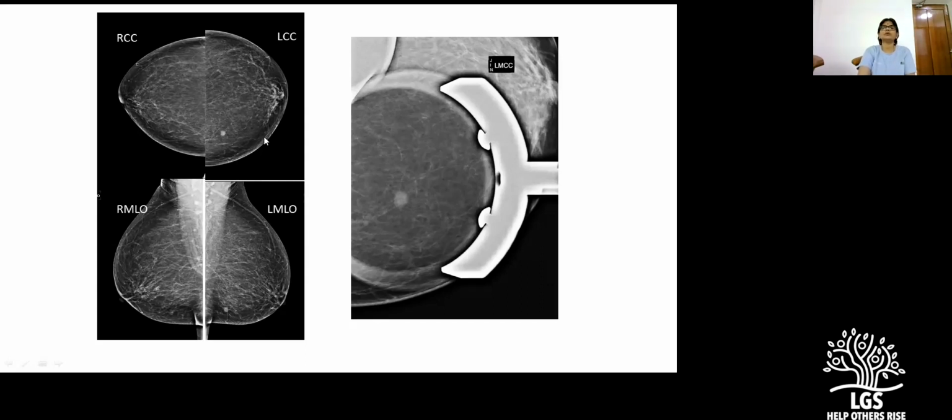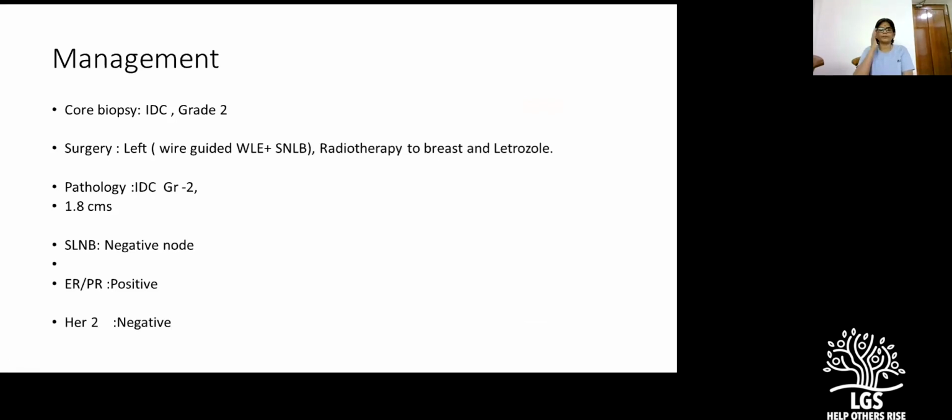So it still needs to be localized for surgery, because you can't remove all of the lower inner quadrant. So what we did is put a wire. This wire was placed with ultrasound guidance, and using the wire guidance, this lesion was taken out. She had a wide local excision and sentinel lymph node biopsy. She had a grade 2 infiltrating duct carcinoma. It was in fact a 1.8 centimeter tumor. Node was negative, PR positive, HER2 negative. She had radiotherapy to the breast, and she was put on letrozole.